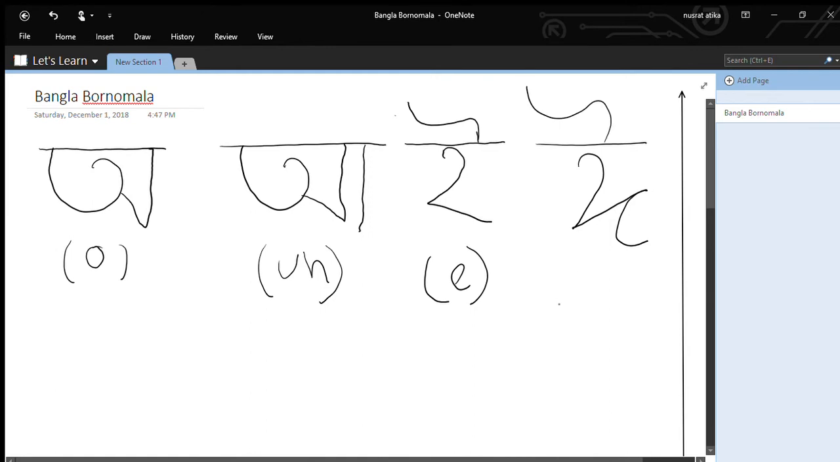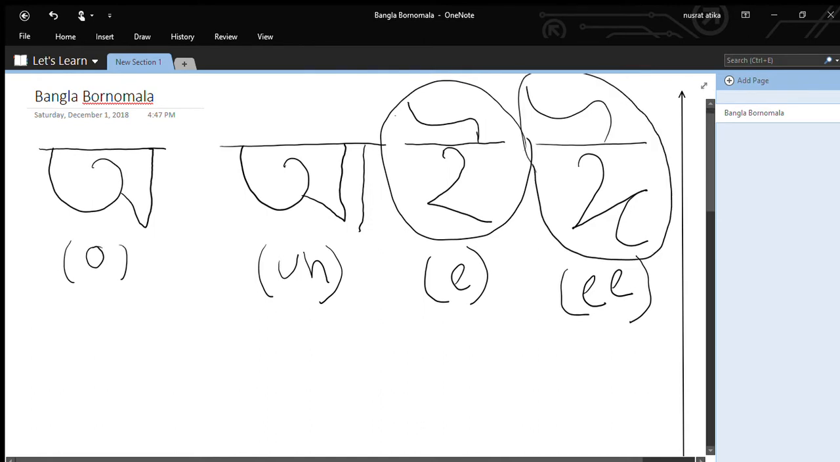Tail again. Dirgho E. Say it with me. Dirgho E. So here's the thing. When we say Rosho E, Rosho means little, and Dirgho means long. So this is actually supposed to be a little bit less. So when you say this, it's supposed to be with less force and with less intensity than this one.